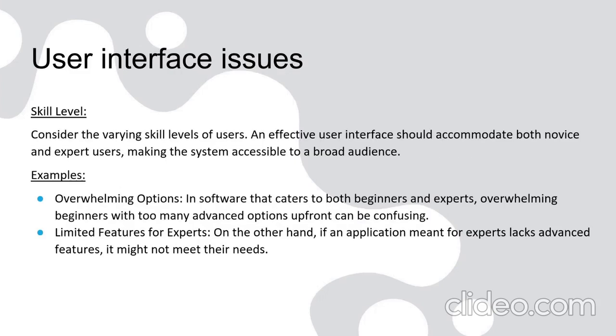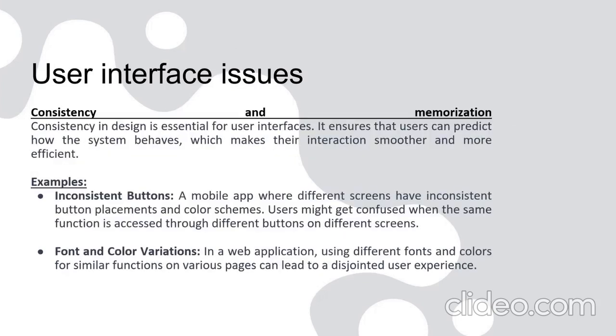Coming to skill level issues, considering the varying skill levels of users, an effective user interface should accommodate both novice and expert users, making the system accessible to a broad audience. Examples are overwhelming options and limited features for experts. In software that caters to both experts and beginners, overwhelming beginners with too many advanced options upfront can be confusing. On the other hand, if an application meant for experts lacks advanced features, it might not meet their needs and they might not be able to use it to the full extent.